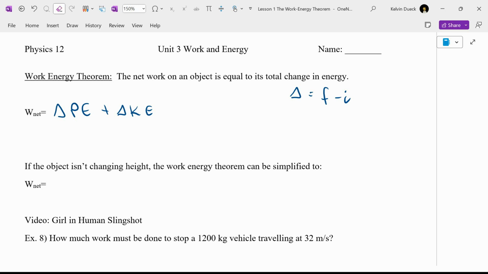Some textbooks will assume that you're doing the work energy theorem over level ground, which would mean you're not changing height at all. So some textbooks will tell you the work energy theorem is just the change in kinetic energy. Well, I think I disagree with that. I think it's the change in potential plus the change in kinetic. And I believe I gave you this version on your formula sheet. Okay, the work energy theorem.